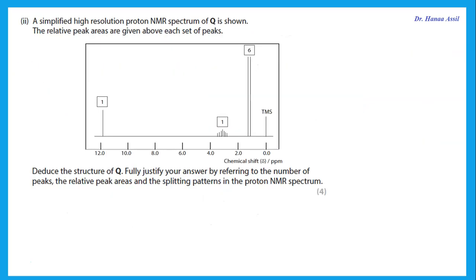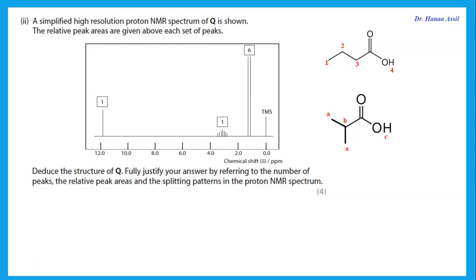A simplified high-resolution proton NMR of Q is shown, and we are told to deduce the structure of Q. We already know that it is one of these. Fully justify your answer by referring to the number of peaks, the relative peak areas, and the splitting patterns in the proton NMR spectrum. So, which one of these is Q? Well, if we look at the straight chain butanoic acid, it would give 4 peaks in the proton NMR, while the NMR that we have in front of us has only 3 different proton environments.